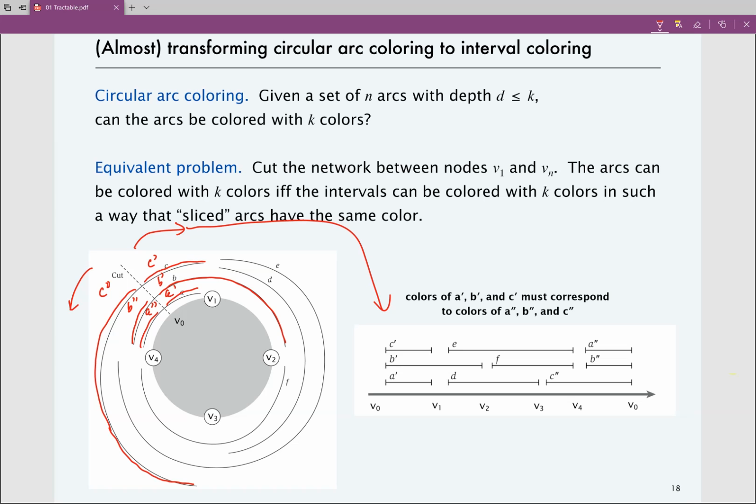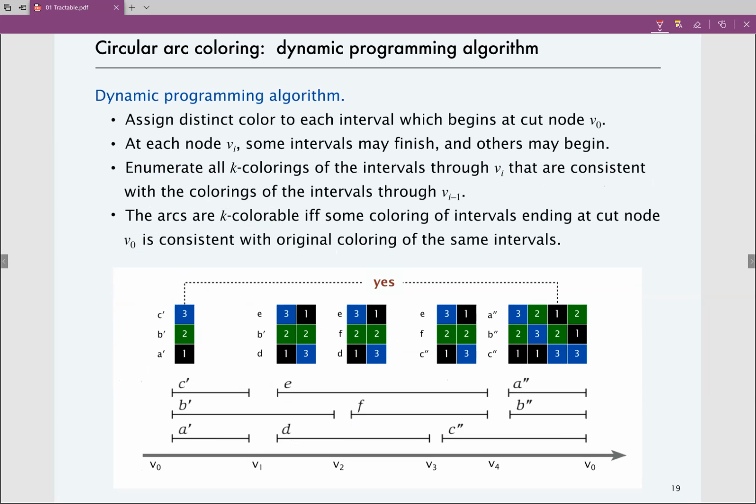So we need to ensure some sort of consistency between all of these prime and double prime intervals. A prime and A double prime have to have the same color. B prime and B double prime also have to have the same color, and then C prime and C double prime. So we want to interval color this graph over here. However, we need to ensure consistency between these intervals, which came about by cutting.